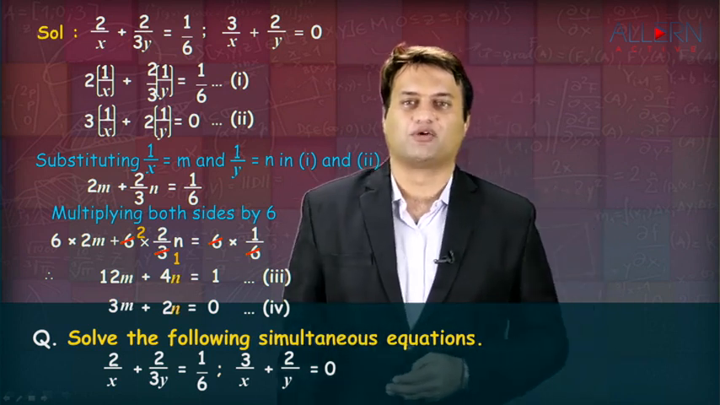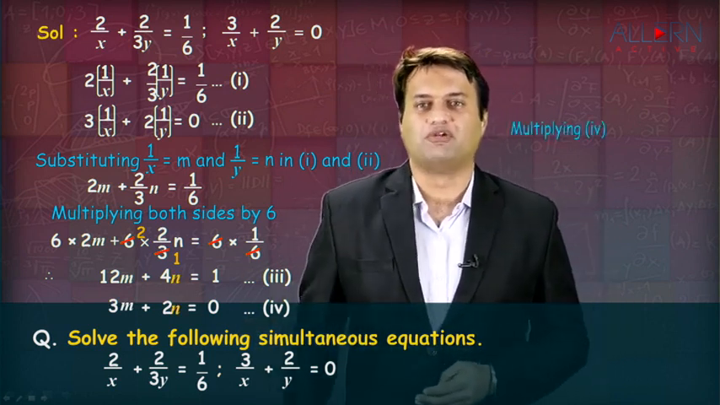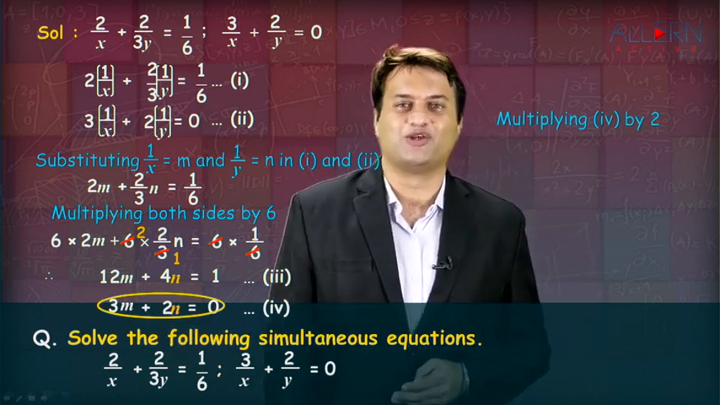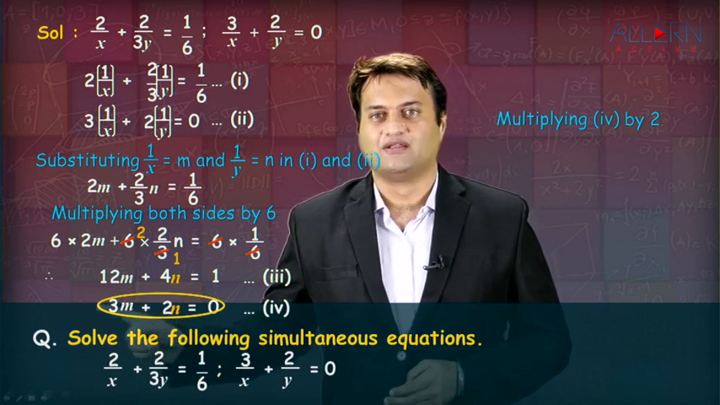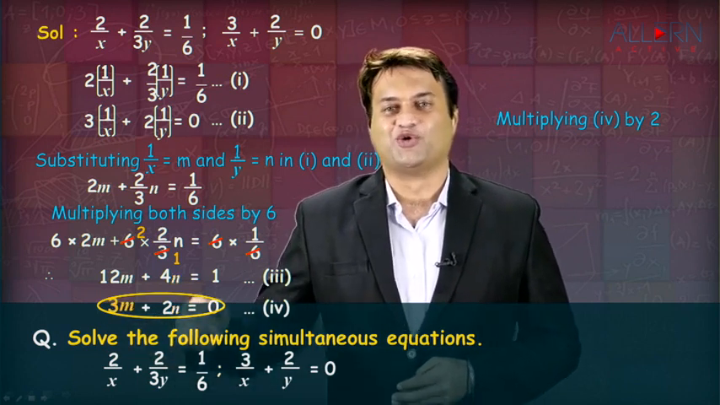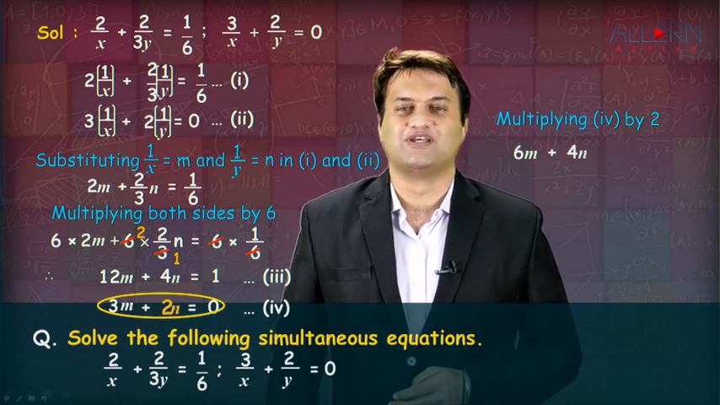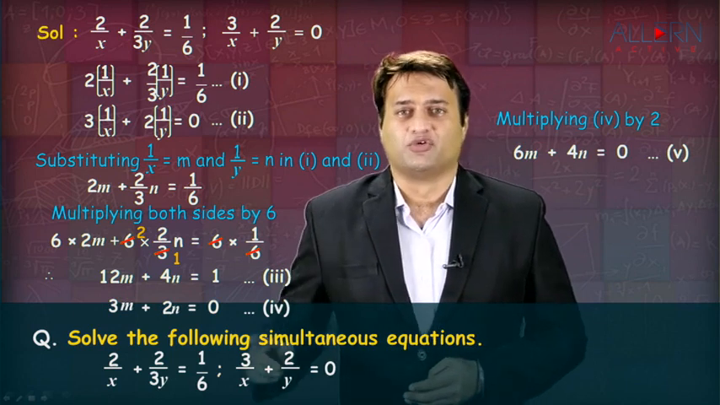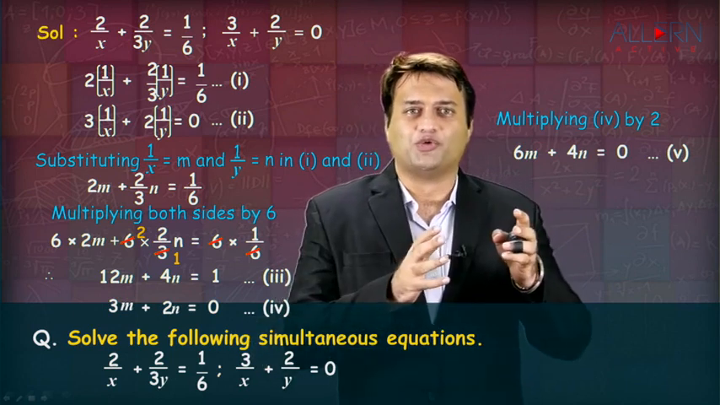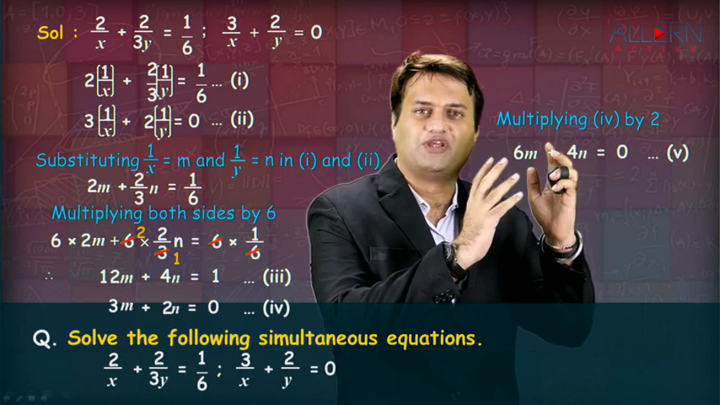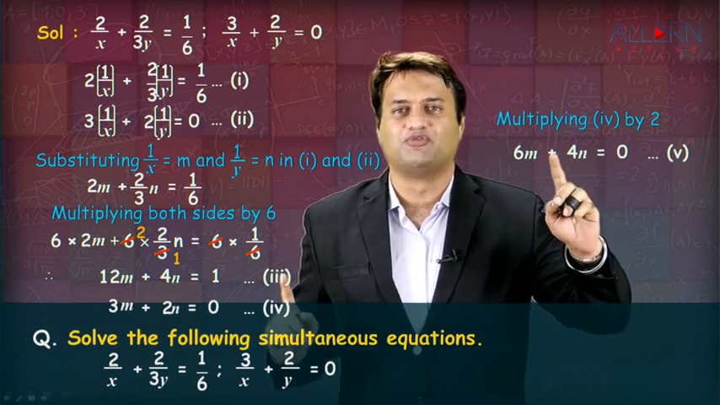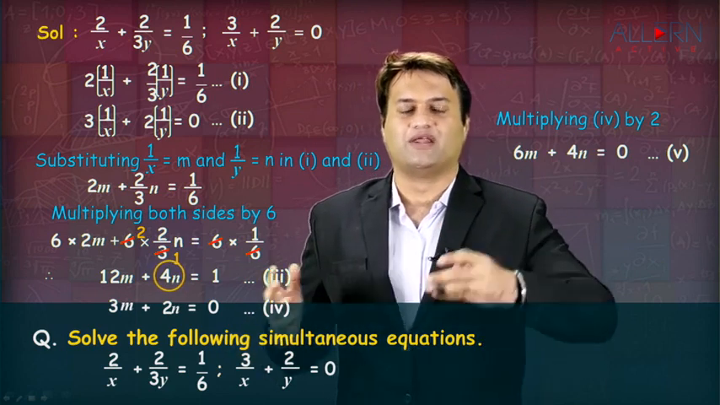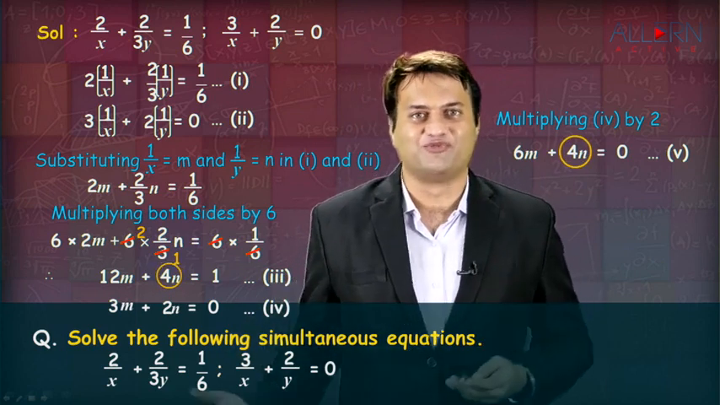Let's do that. Let's make the coefficient of n same, and for that we will have to multiply the fourth equation by 2. So multiplying equation number 4 by 2, what do we get? We get 3 into 2, that's 6m, 2 into 2, that's 4n, is equal to 0 into 2 is 0. Let this be equation number 5. So we have multiplied the fourth equation by 2 and we have got the fifth equation. Now whatever operations we have to do is between the third and the fifth equation, because in the third and fifth equation we have managed to make the coefficients of n same, 4n, 4n.